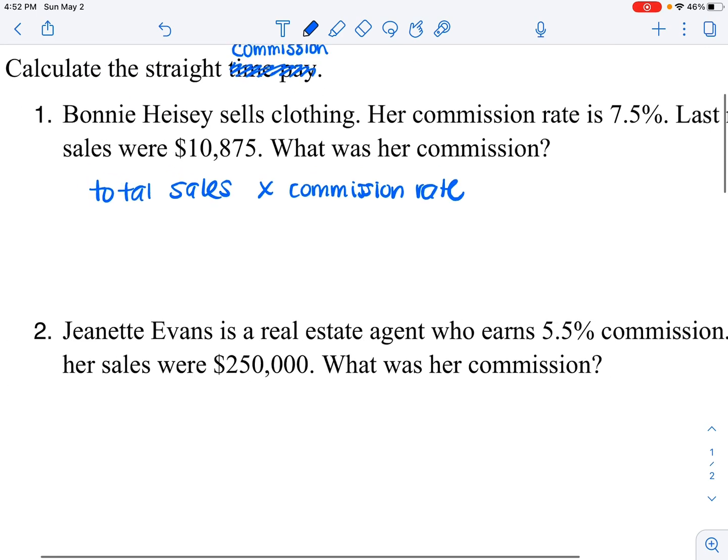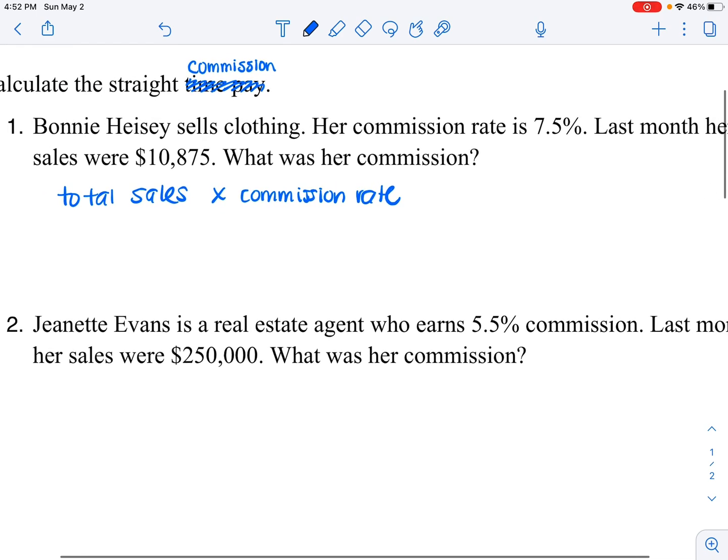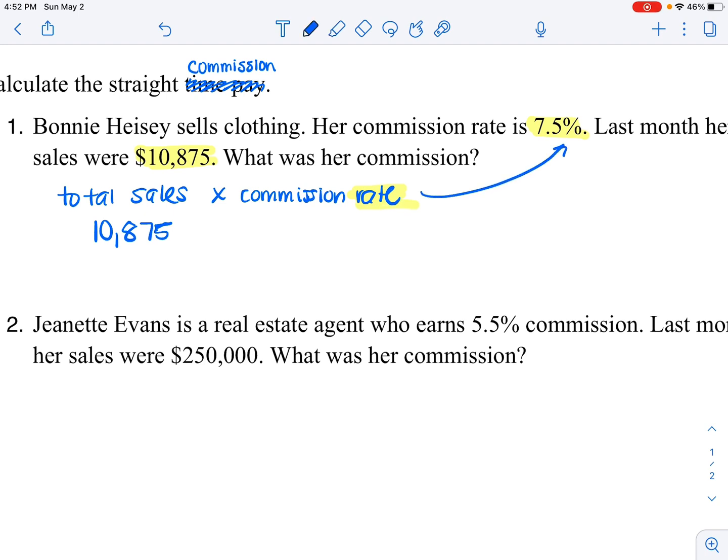So first thing we need to look for is our total sales. We are given two numbers, 7.5% and 10,875. So we should remember that for our total sales, we are looking for the amount that has a dollar sign. Dollar sign tells us how much she made in sales. So for total sales, we're going to be putting 10,875. Then for our commission rate, we always associate the word rate with a percent sign.